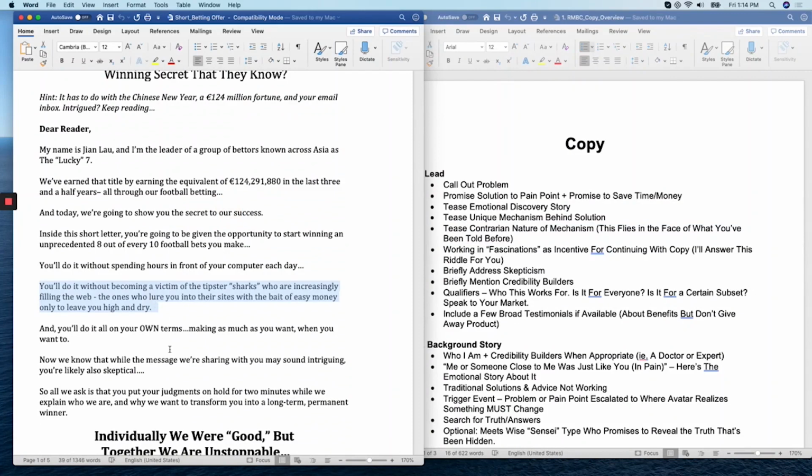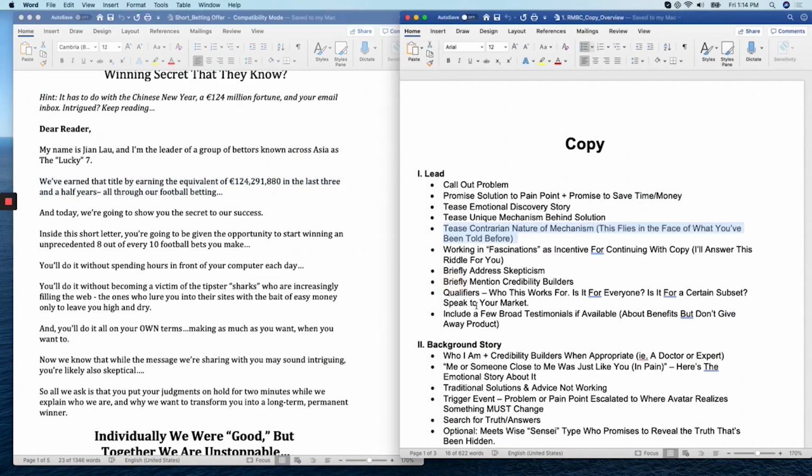Addressing skepticism. Yeah, like we know you're skeptical, but just put your judgment on hold and we'll explain. And the Lucky Seven's a good curiosity thing too. But credibility, well, that they've won this much money from their football betting. And then no qualifier. Probably could have had a qualifier. I mean, that would have made it much longer, right? Just to be like, and this is something that anyone can do.